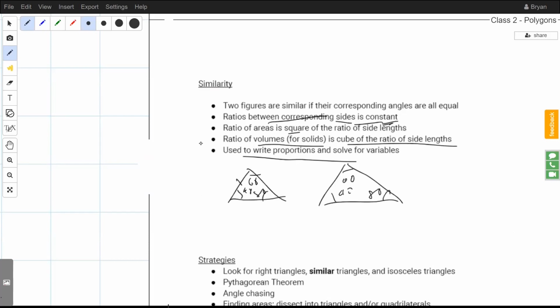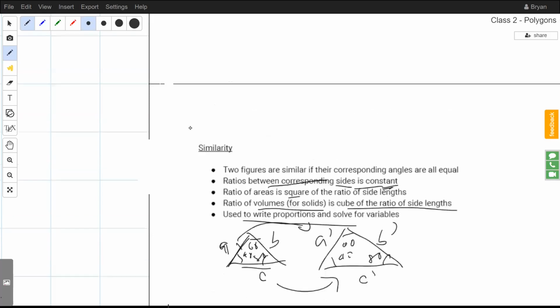That means that the ratio between, let's call these sides A, B, and C, and A prime, B prime, C prime, then the ratio like A over C is A prime over C prime, or A over A prime is C over C prime, and any kind of ratios involving two corresponding sides is always going to be the same. As long as A always corresponds to A prime in the proportion, and C goes to C prime, B goes to B prime, etc.